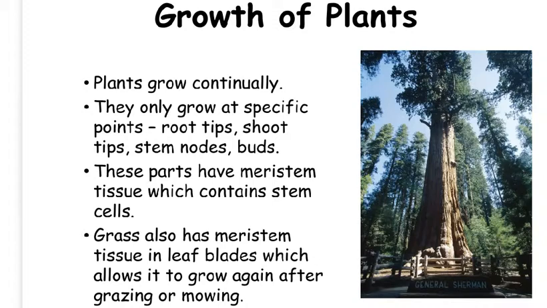Plants grow continually throughout their lives, but they only grow at specific points: the root tips, the shoot tips, the stem nodes and the buds. These parts contain meristem tissue, which contains stem cells. Grass also has meristem tissue in the leaf blades, which is what allows it to grow again after grazing or mowing.